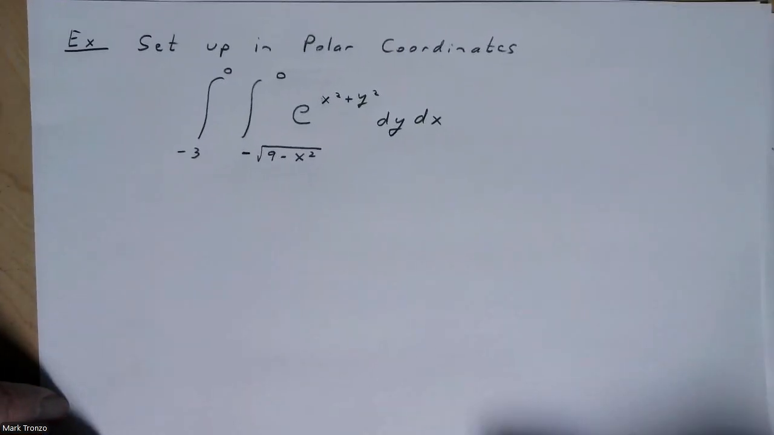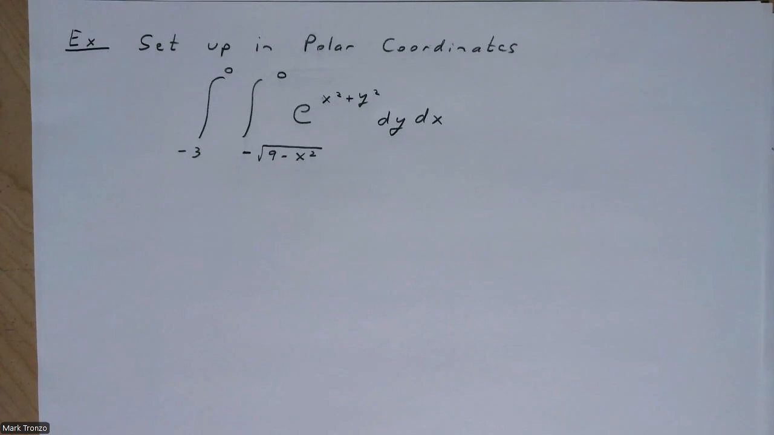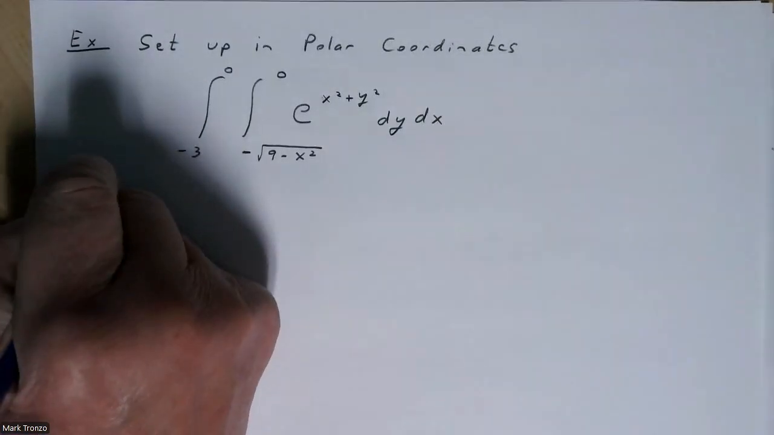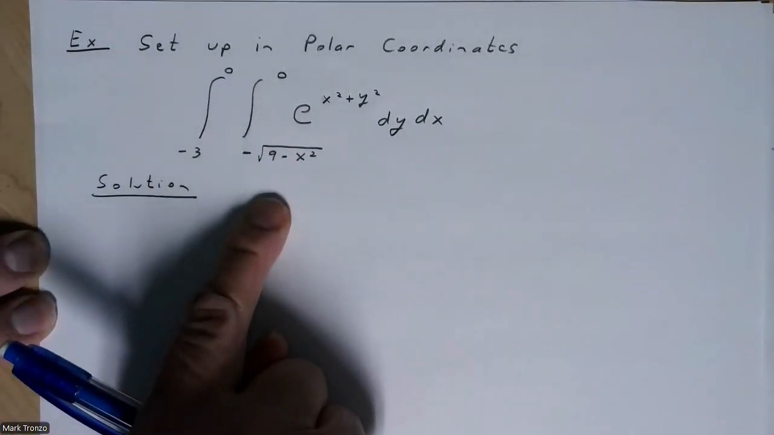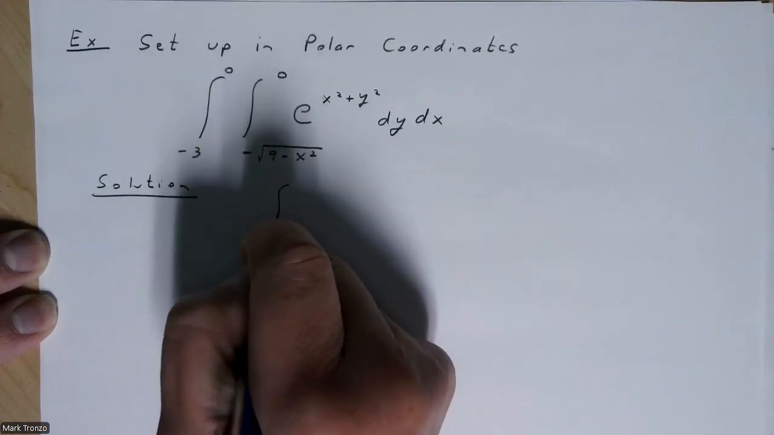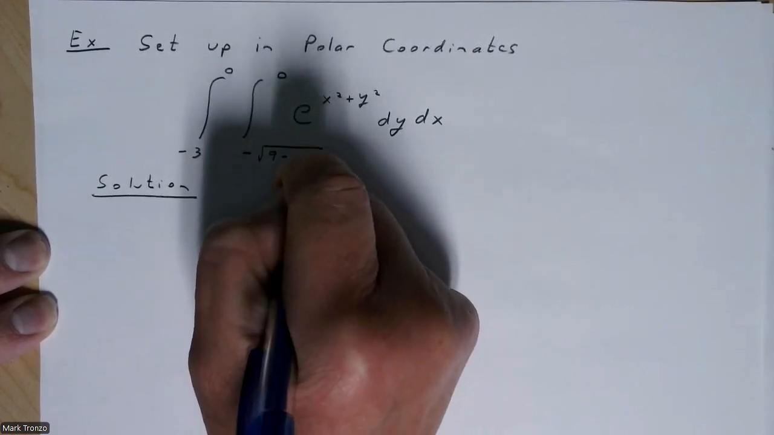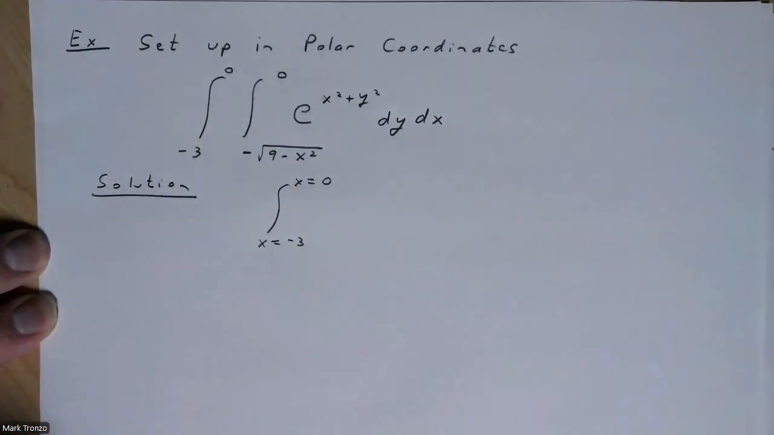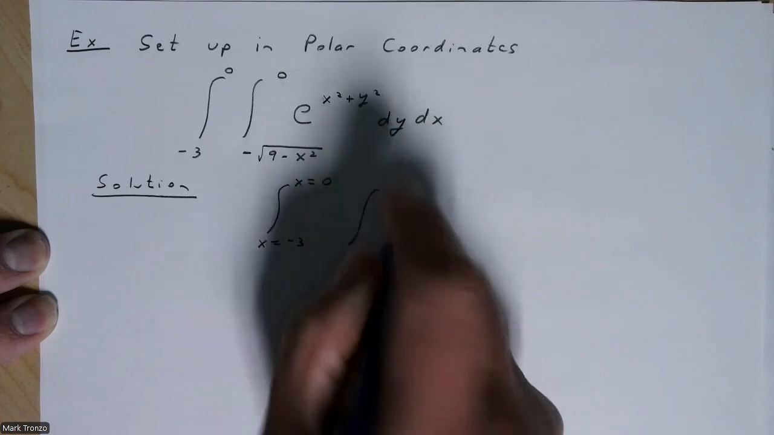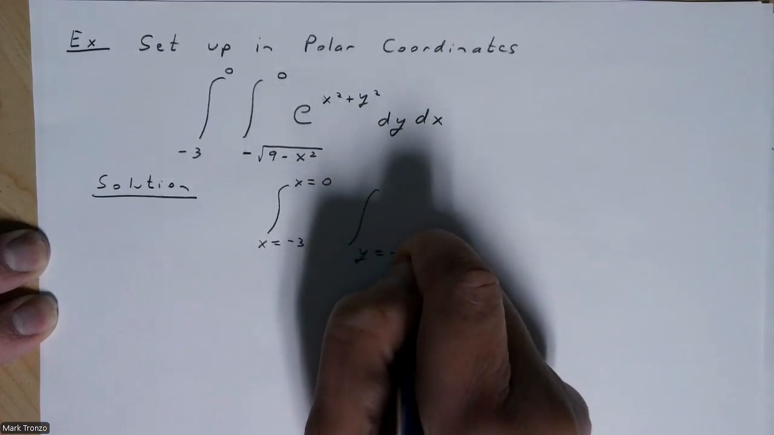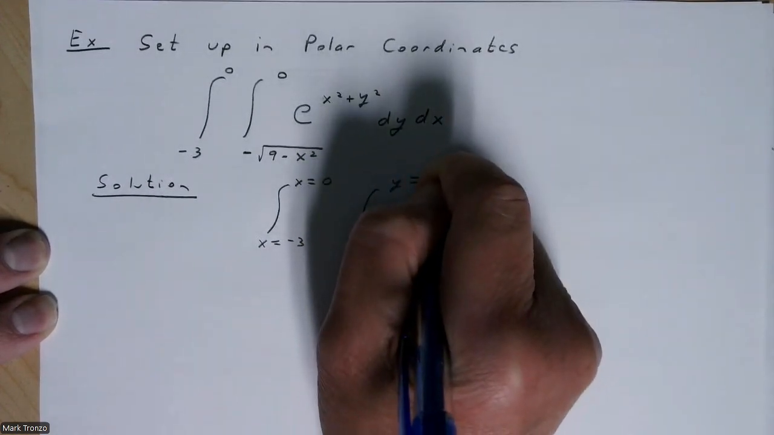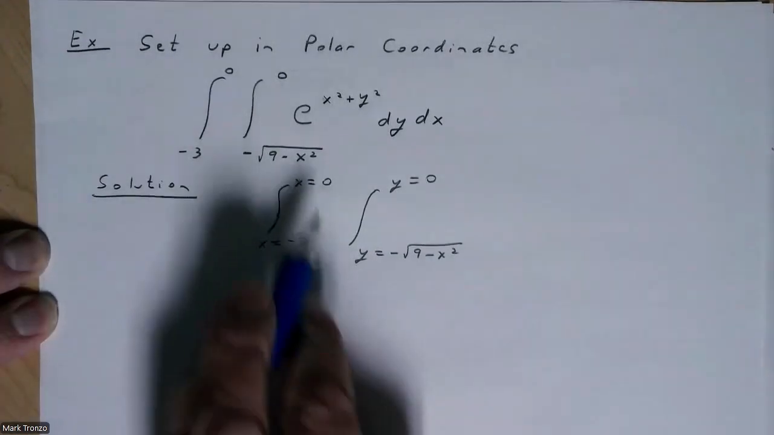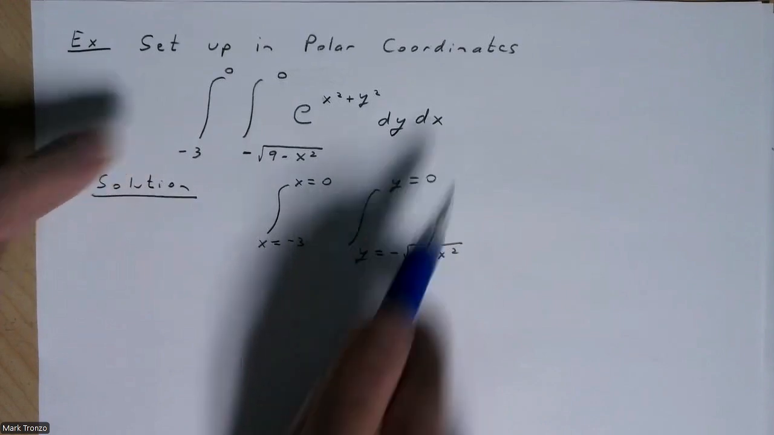Next, let's take a look at this problem. Set this up in polar coordinates. So let's see what we have. Again, we'll just set it up because I think you know how to integrate it at this point. And once again, let's think of what we have here. Our bounds are really saying x equals minus 3 to x equals 0, and y is from minus this radical up to this, because remember, the inner one is y, outer one is x.